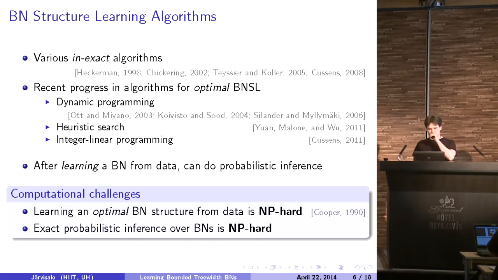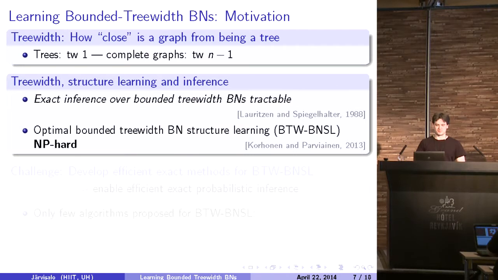So after learning a Bayesian network from data, one would want to do probabilistic inference, and as I mentioned, there are computational challenges in both of these steps. First of all, finding an optimal Bayesian network structure is an NP-hard problem, and so is exact probabilistic inference over Bayesian networks. So we're dealing with two hard problems.